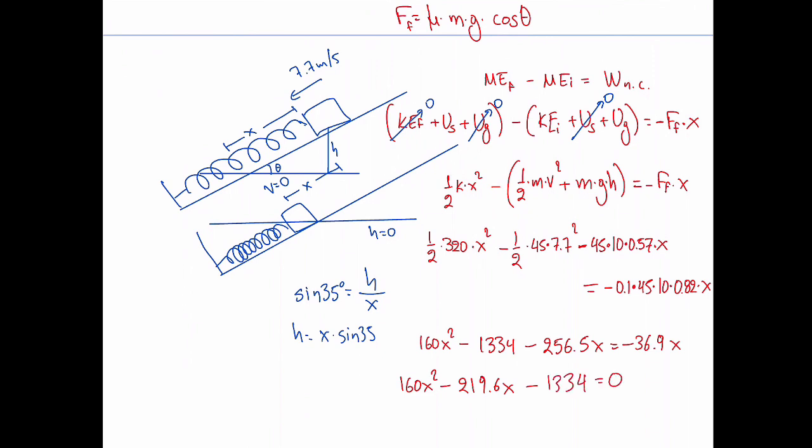And if we apply the quadratic formula, the result is 3.6 meters, or a negative value, so we keep the value 3.6 meters. 3.65 to be more precise.